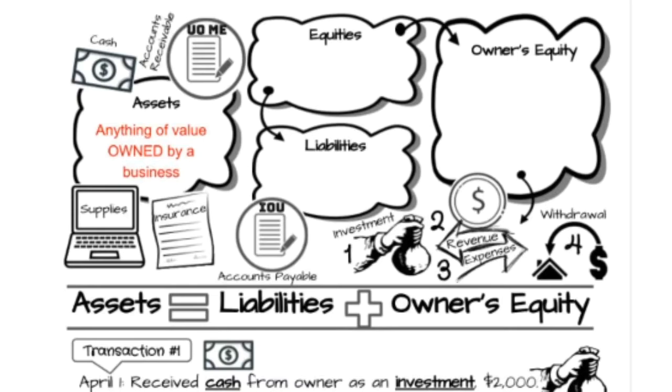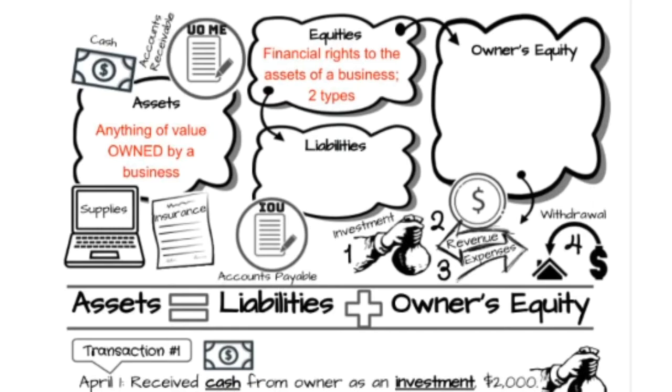Accounts receivable are something of value to us because it means that a customer bought something, but they have not yet paid for it. So it's money we're going to receive, but haven't received yet. And that's what the little "you owe me" is. It means somebody owes us money and will pay us, but hasn't yet paid us. Then supplies and prepaid insurance. Again, all four of those things are things of value that are owned by a business.